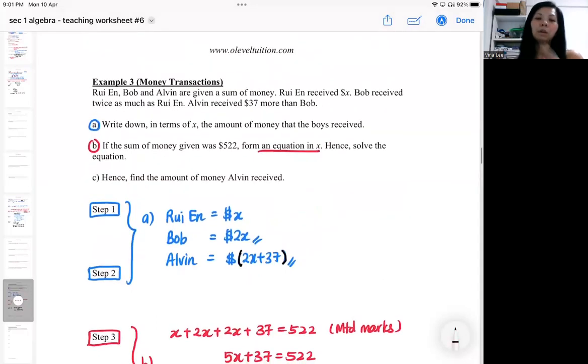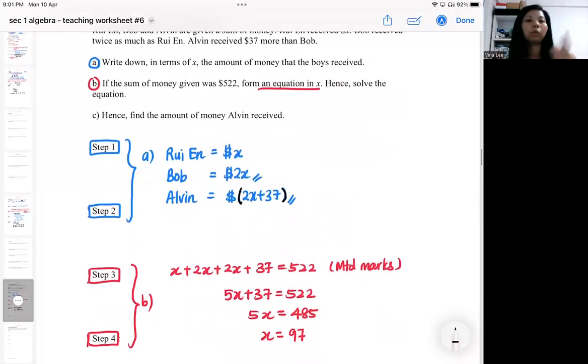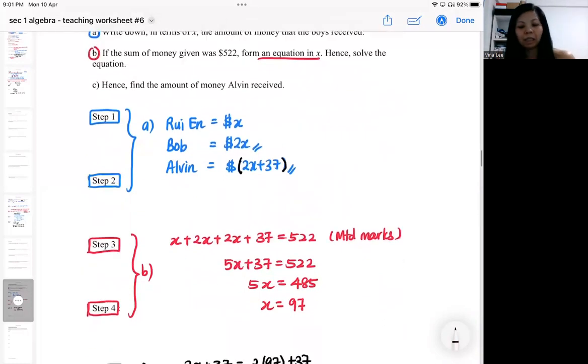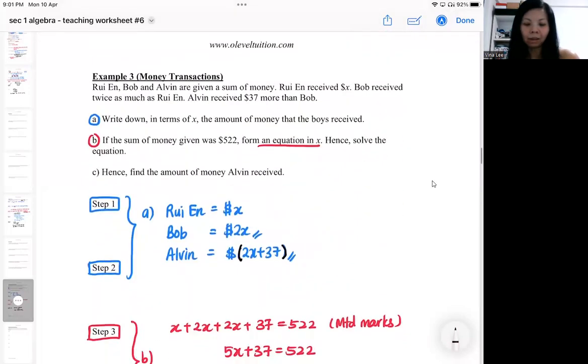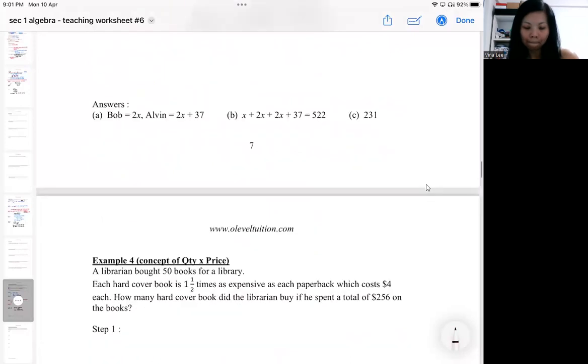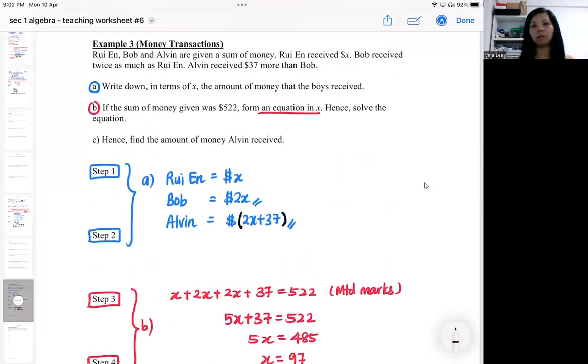So in this example, the steps are lumped into the parts already. So in a way, they are already guiding you. So you just read very carefully, follow the question. Follow through the question with algebra. It's actually quite easy. So that is a kind of money transaction, the basic one. I think this one looks like some primary 6 question.